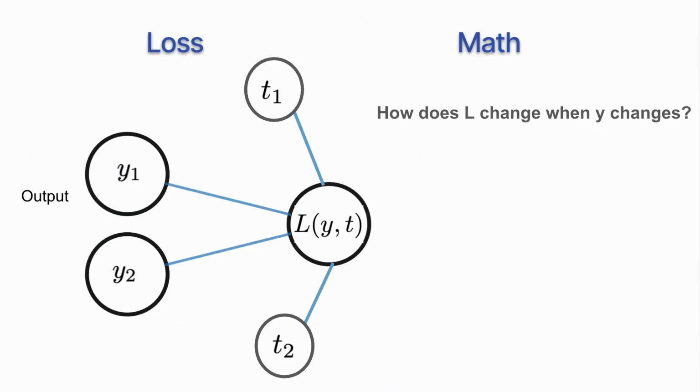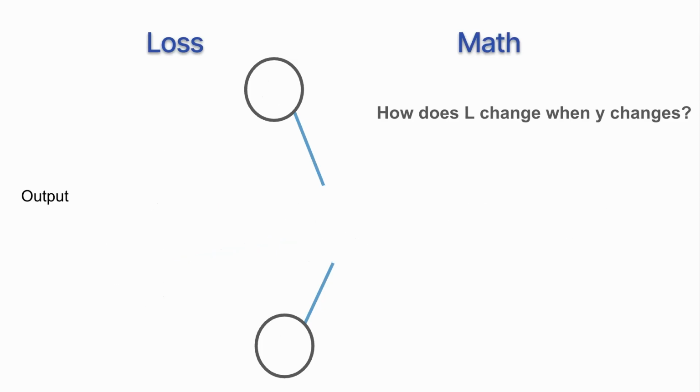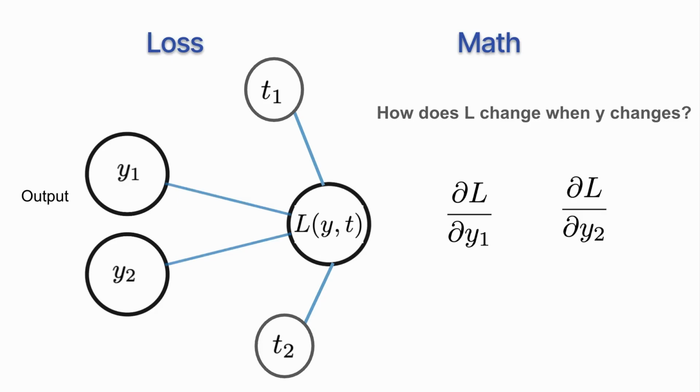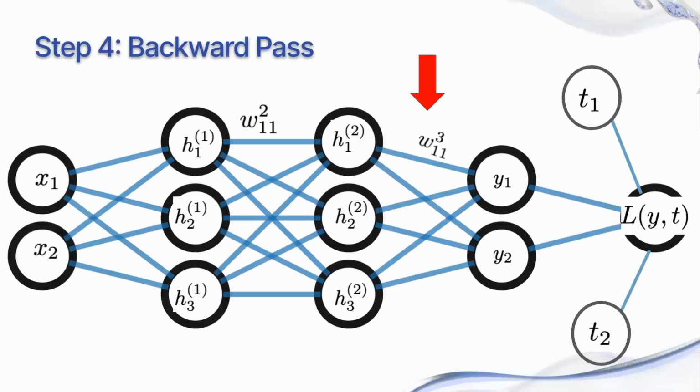So now for math, how does the loss change when y changes? What would it be if you had to write it in terms of derivatives? Yeah. So it'd be the partial derivative of L with respect to y1 and the partial derivative of L with respect to y2. Now these are all functions. We'll talk about that. I'll answer your question later.